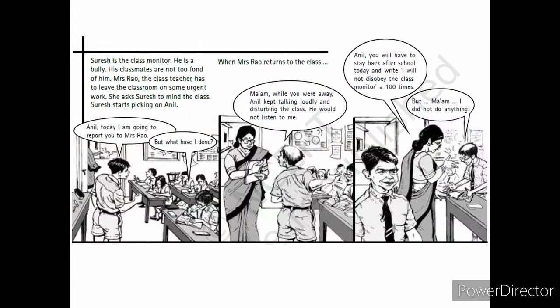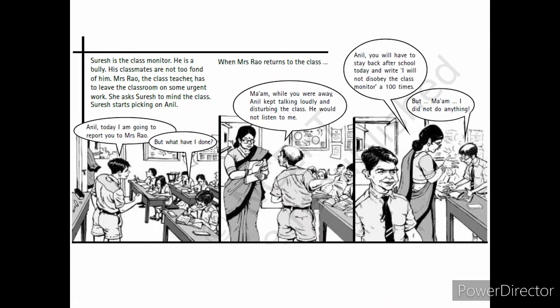Suresh is the class monitor. He is a bully. His classmates are not too fond of him. Mrs. Rao, the class teacher, has to leave the classroom on some urgent work. She asks Suresh to mind the class. Suresh starts picking on Anil. Anil, today I am going to report you to Mrs. Rao. But what have I done?